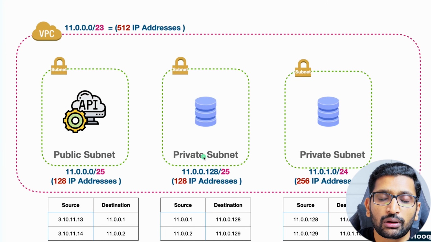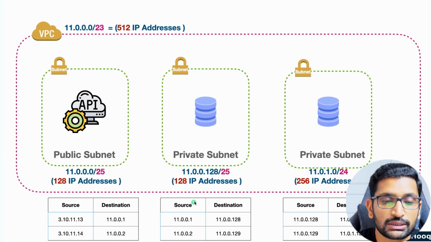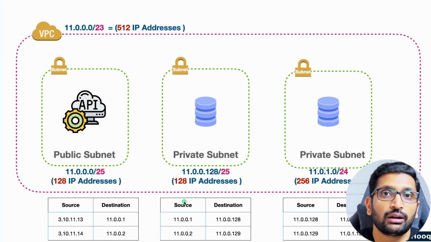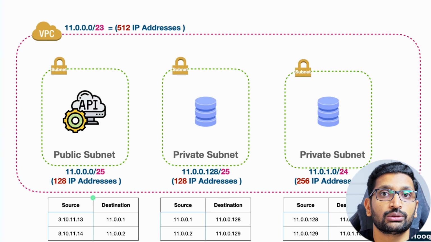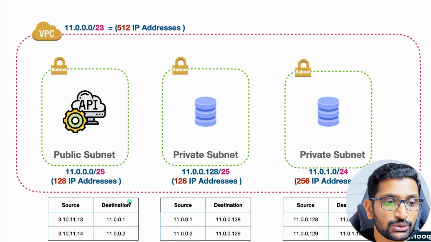Here is an example of the routing which you are going to create within your subnet. This is just a hypothetical example, but I'm trying to explain the concept. We need to create route tables within your network for your subnet, so that you can route the requests for your subnet based on those route tables. The route table will contain source and destination.